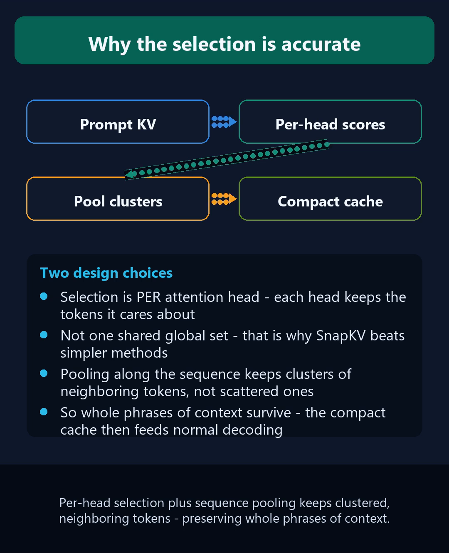Two design choices make it accurate. First, selection is per attention head. Each head keeps the tokens it cares about, not one shared global set, which is why SnapKV beats simpler methods. Second, it pools attention scores along the sequence, so it keeps clusters of neighboring tokens rather than scattered single ones, preserving whole phrases of context. The result is a compact cache that feeds normal decoding.